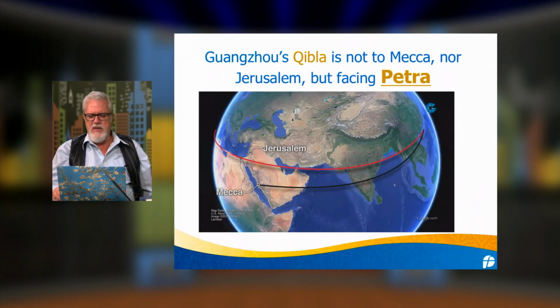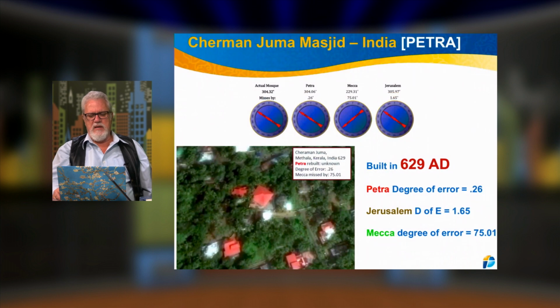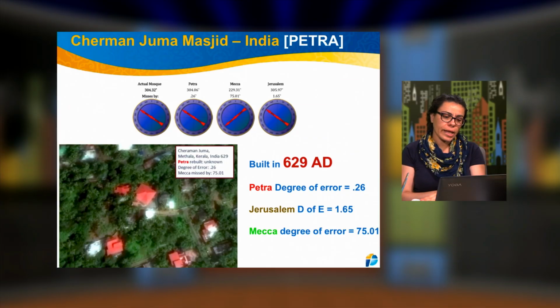So let's now go to another one. This is the third one, and this one is in India. So we've gone from Medina to Guangzhou in China, and now we've come to India. And there in India, go ahead, Hatun, why don't you unpack this one? So this mosque is Cheraman Juma Masjid in India. It is built in 629 and it is facing Petra. And the degree of error is 75 degrees.